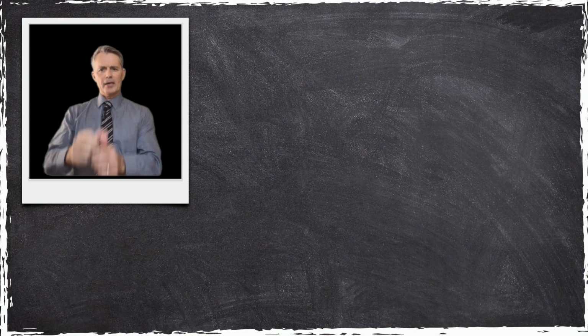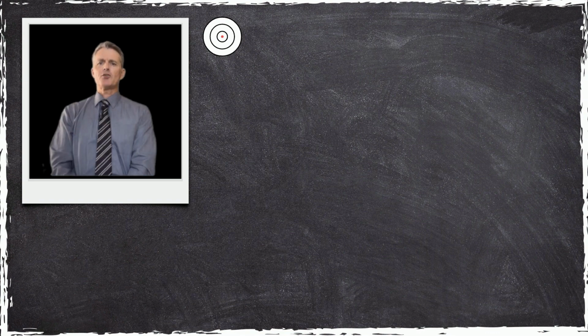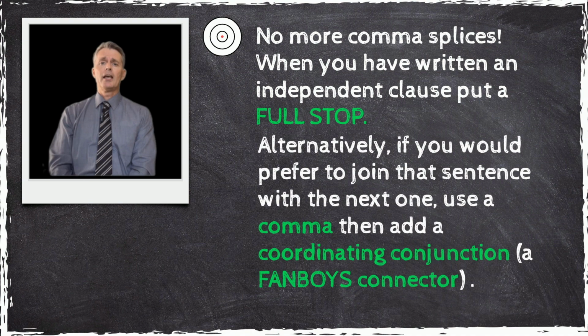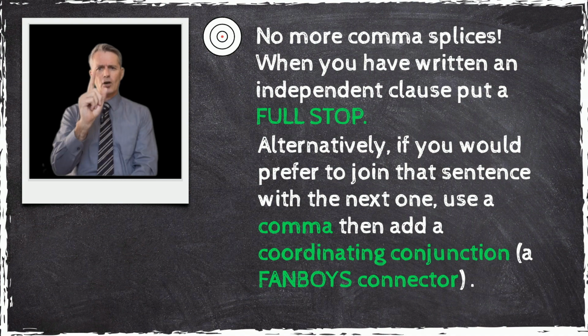So, from now on, make sure you don't do any more comma splicing. When you've written an independent clause, put a full stop, not a comma. Alternatively, if you'd prefer to join that sentence with the next one, use a comma, then add a fanboys connector.